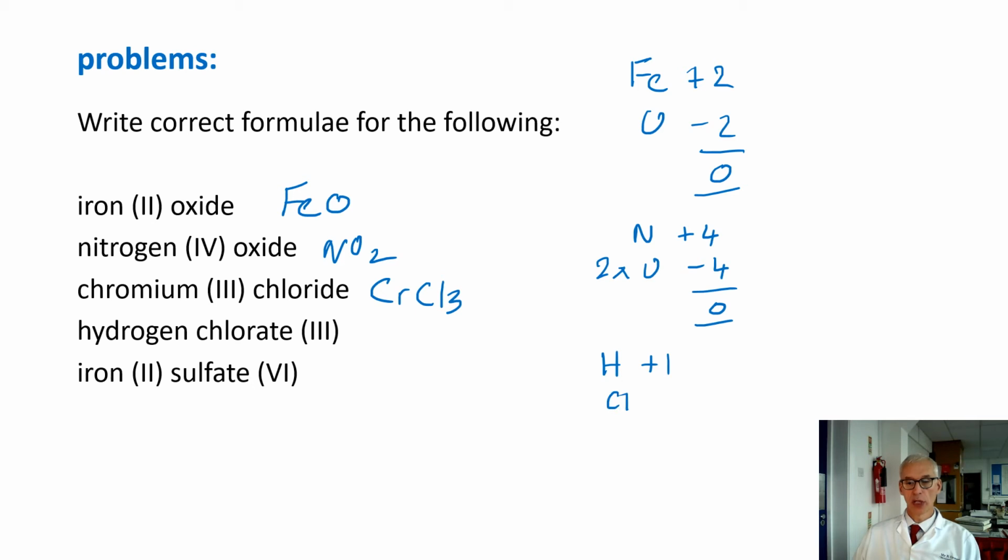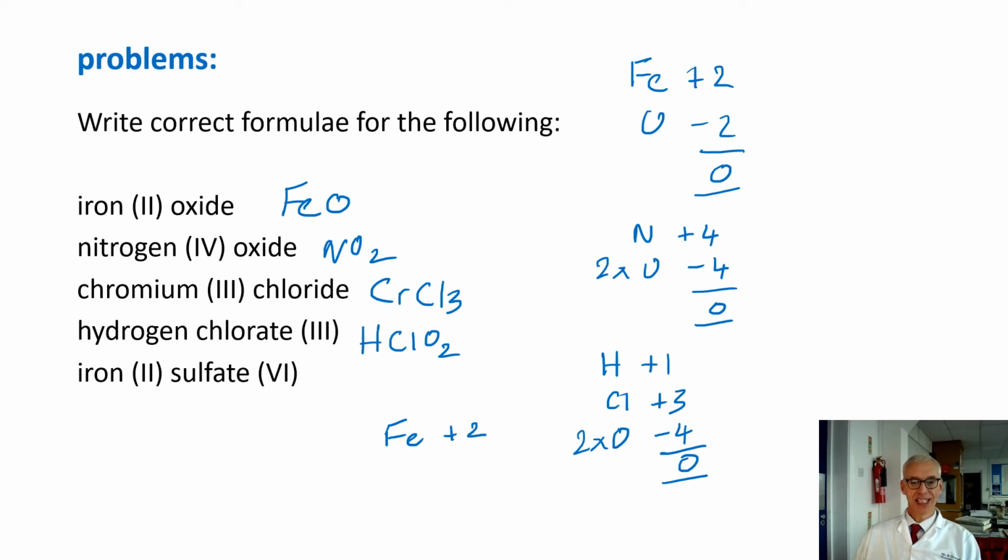Chlorine, we are told, is +3, so it's hydrogen chlorate 3. The oxidation numbers must sum to 0, so how many oxygens? Well, we need 2 oxygens, so that the oxidation numbers sum to 0. So it's HClO2 as hydrogen chlorate 3. And iron 2 sulfate 6, so iron is going to be Fe +2.